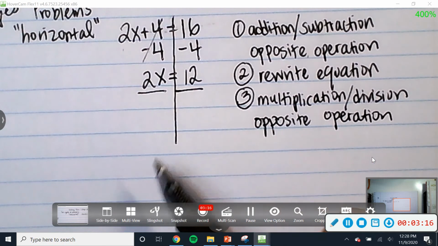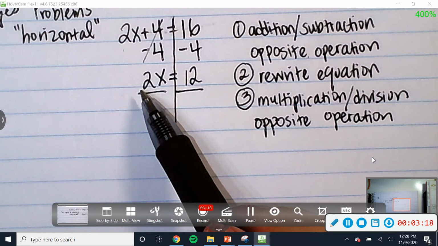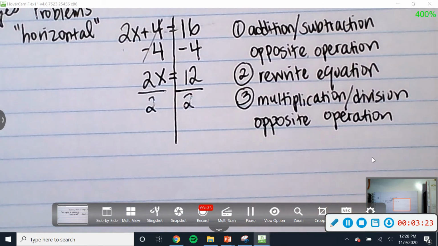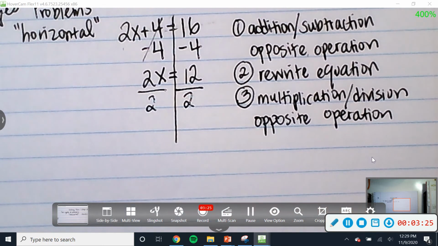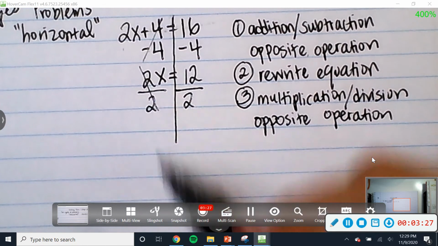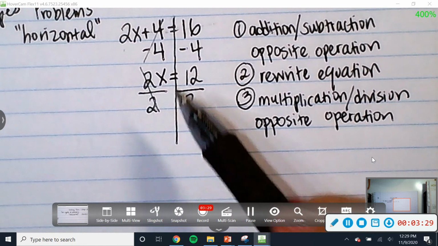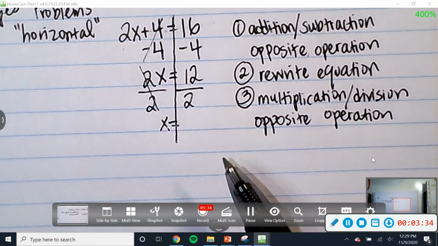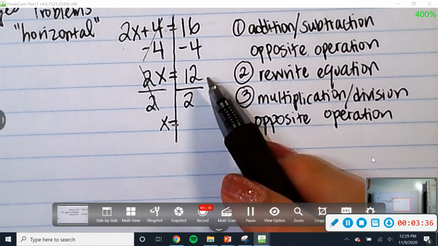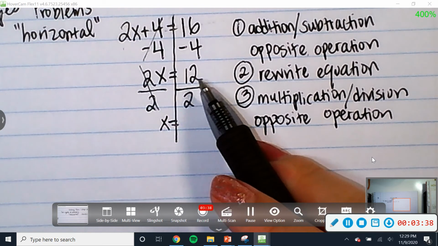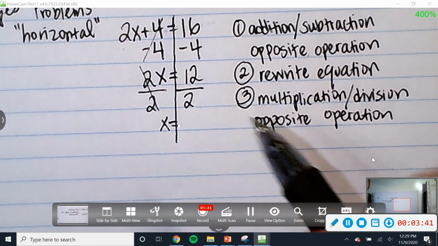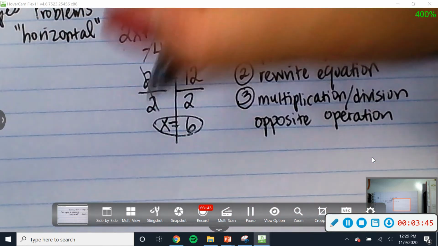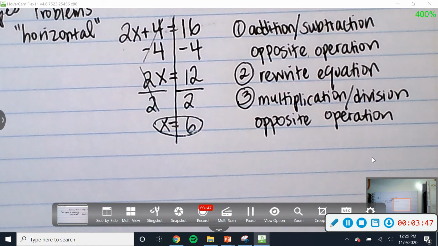The number that we divide is always the one that is in front of my variable, so I would divide 2 on both sides here, and I would cross out my 2's now because 2 divided by 2 will cancel out, and I'm just left with x on the left side. On the right side, I calculate 12 divided by 2. That gives me positive 6. So my final answer would be x equals 6.